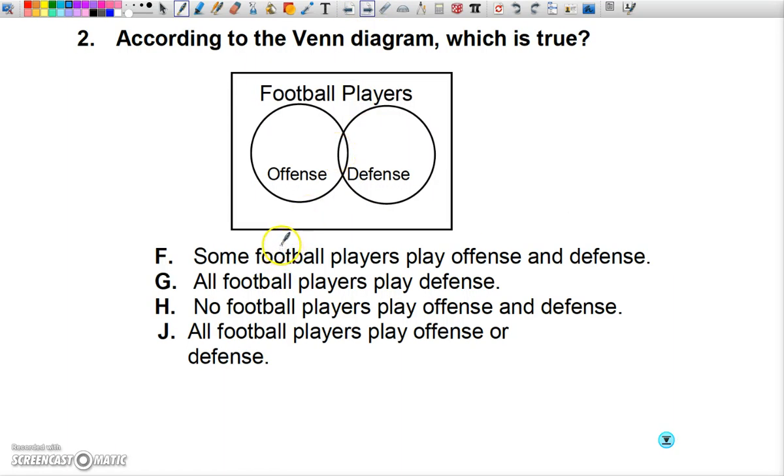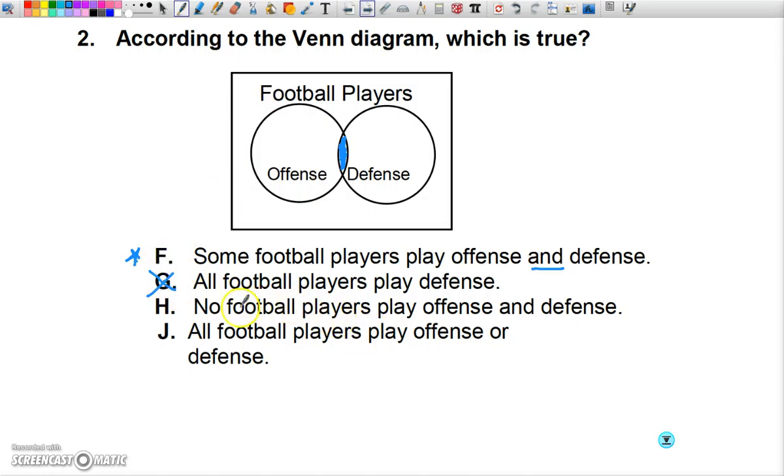All right, so your second one. According to this Venn diagram, which one of these things is true? Well, some football players play offense and defense. This and piece means it's this right in here. And so, based on that statement, I'm feeling like it's probably F, so we're going to go to G. All football players play defense. Well, that's not necessarily true because there are football players that play offense, right?